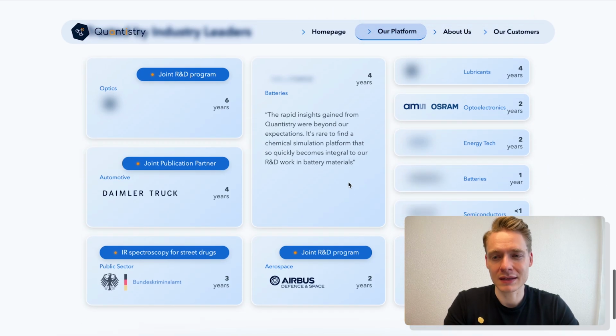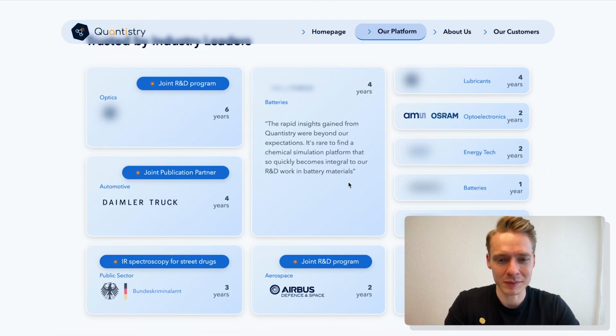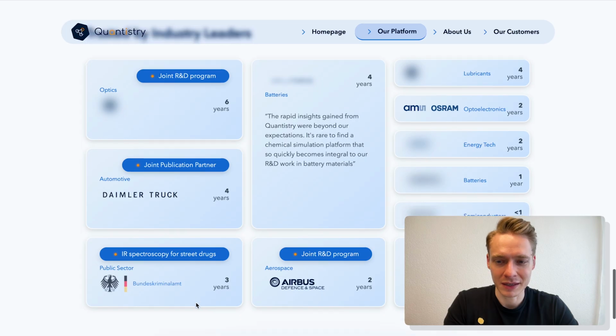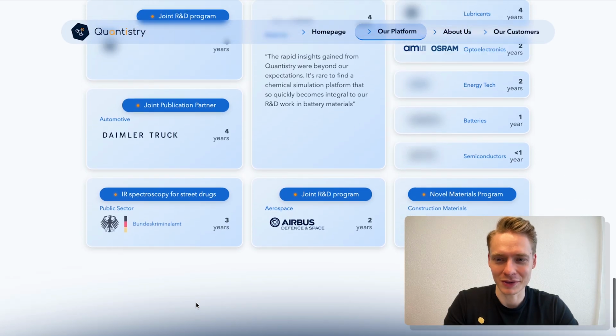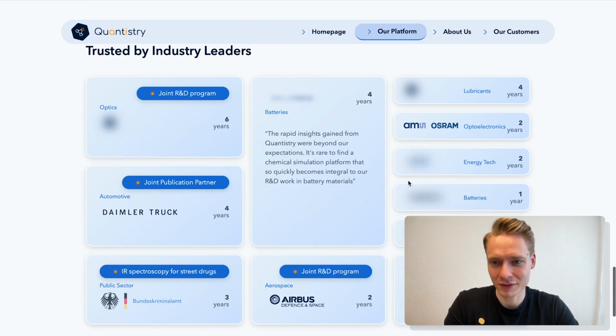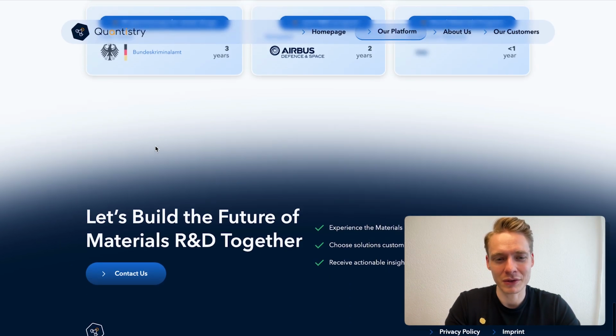And then again, here are some use cases that we've seen before. So Airbus, Daimler, Osram, and there's also here the Bundeskriminalamt in Germany working on that, as well as other ones that are blurred, for example, from semiconductor industries, but battery research, energy, lubricants. We've also briefly seen that in the screenshot above, and there was also something about optics.